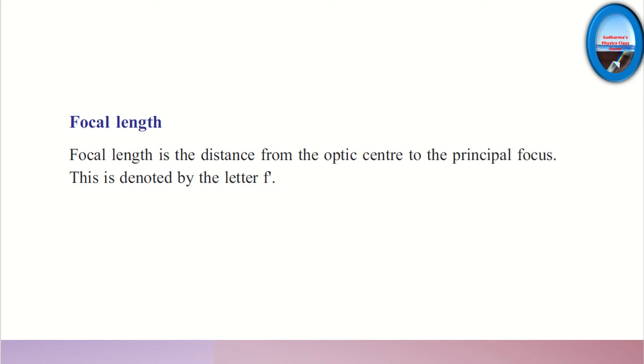I've given you an experiment, right? I told you we measure the distance between the image and the lens, right? So that distance will give you the focal length. So focal length is the distance from the optic center to the principal focus. It is denoted by the letter f, small letter f. Capital letter F is to denote the position of the focus, and small letter f is to denote the focal length. Okay, so these are the terms related to lenses.